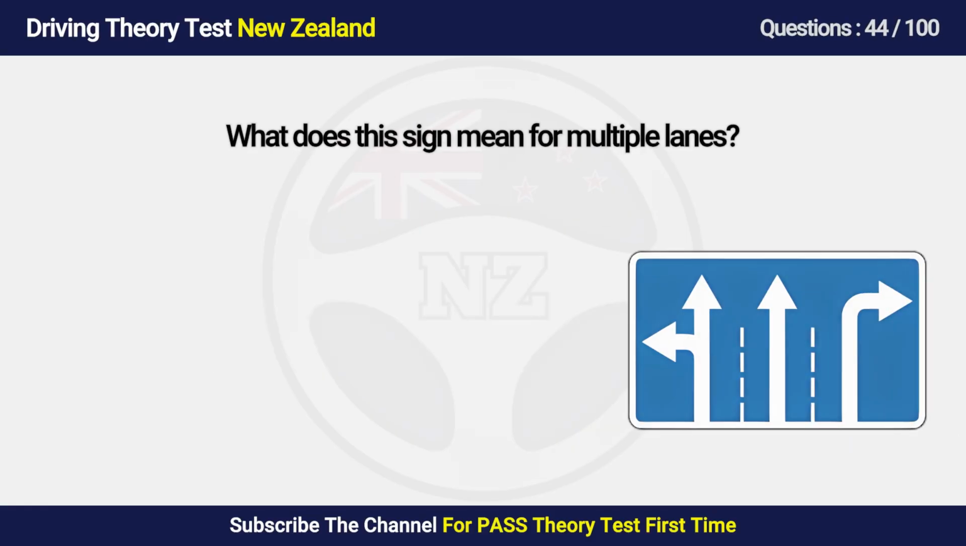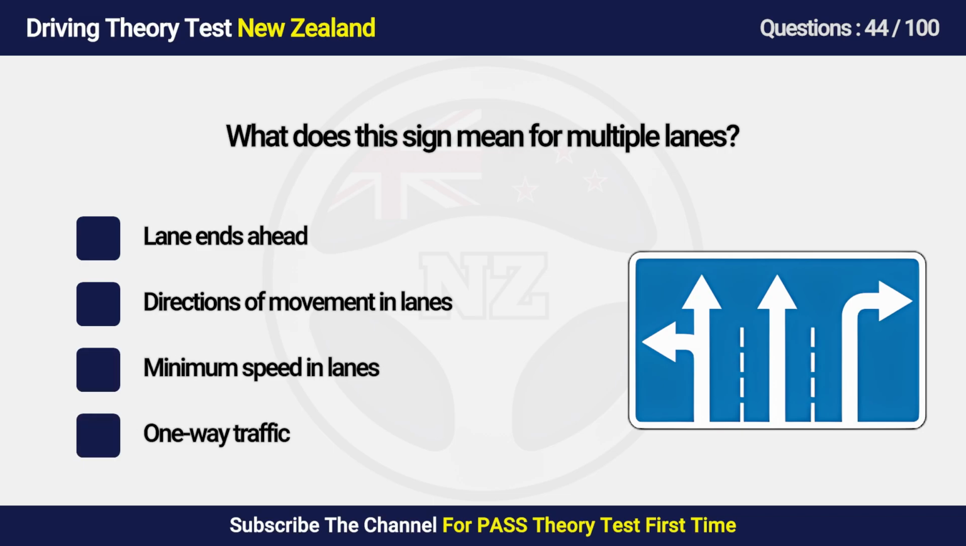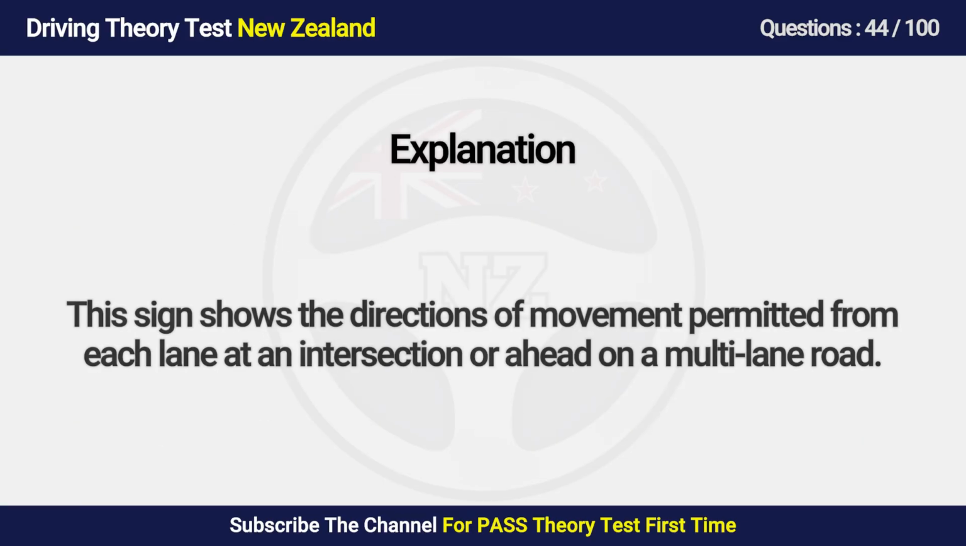Question 44. What does this sign mean for multiple lanes? A. Lane ends ahead. B. Of movement in lanes. C. Minimum speed in lanes. D. One-way traffic. Answer is B. Of movement in lanes. This sign shows the directions of movement permitted from each lane at an intersection or ahead on a multi-lane road.